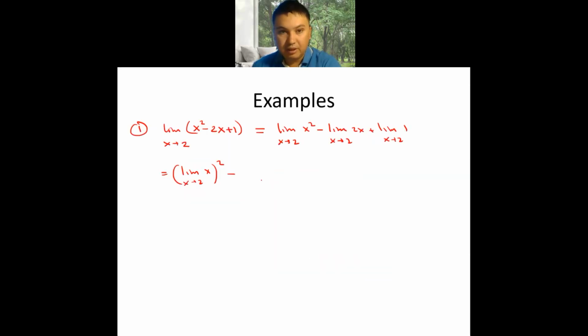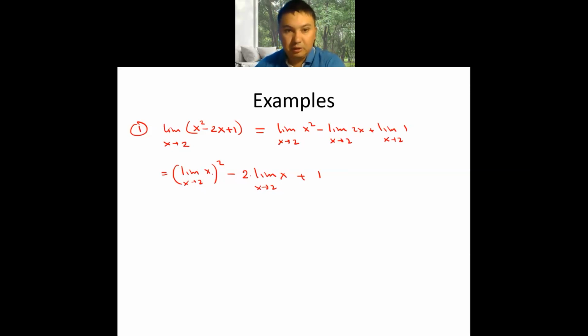So I can write it here, instead of k, I have 2, right? So I can make it minus 2 times limit as x goes to 2 of x, plus, we know what this limit is? This is the limit of 1. What is 1? 1 is just a constant function. So it is just 1, right?